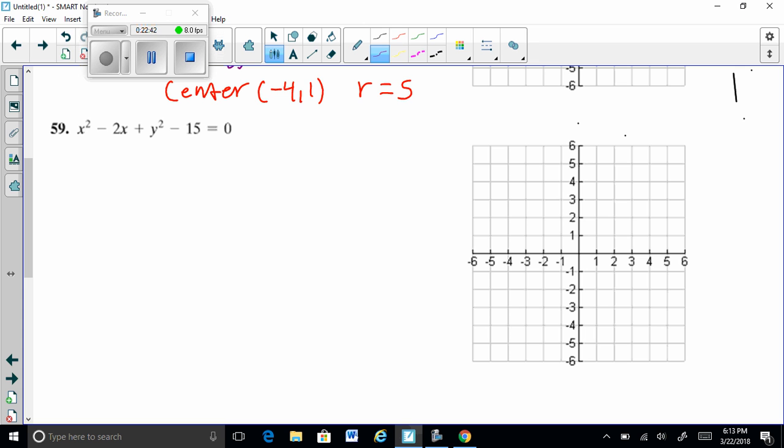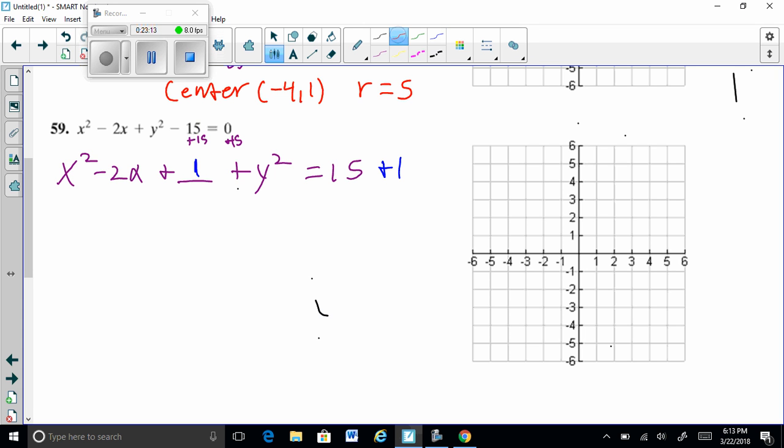So on this next one, we're going to do the same thing. What we'll do here, let's see, we've got x squared minus 2x, and we'll put a plus blank, and plus y squared. And then we're going to go ahead and add that 15 to both sides, get that 15 out of the way. So then half of -2 is 1, so I'll put a 1 there. So then I have to add 1 over here.